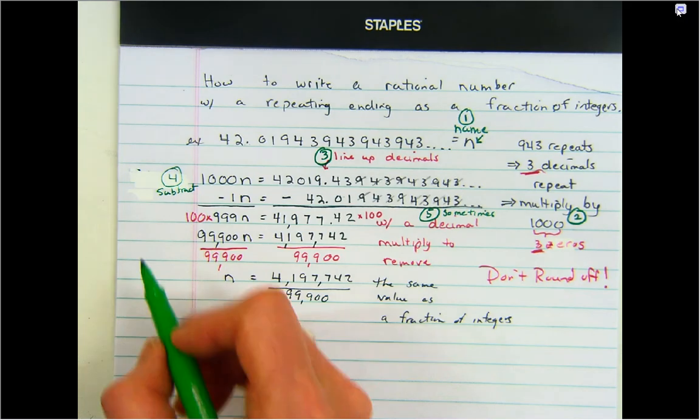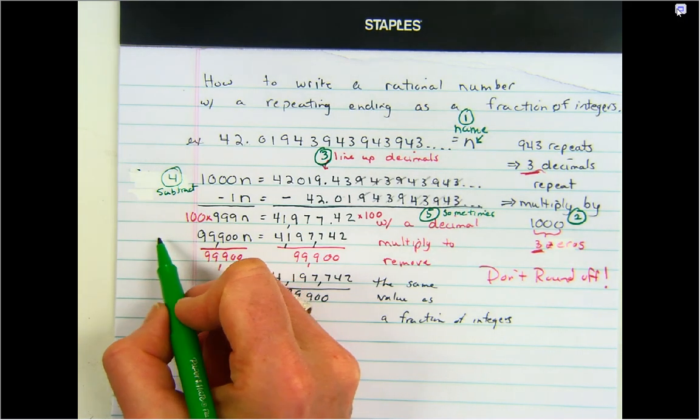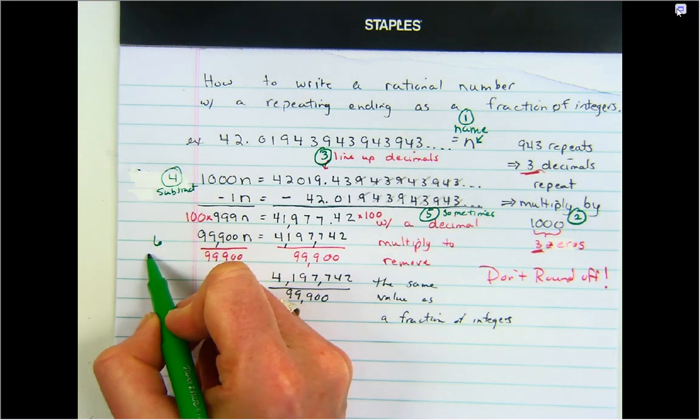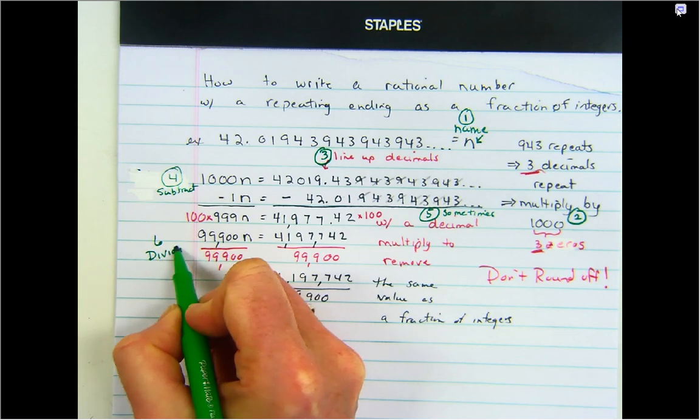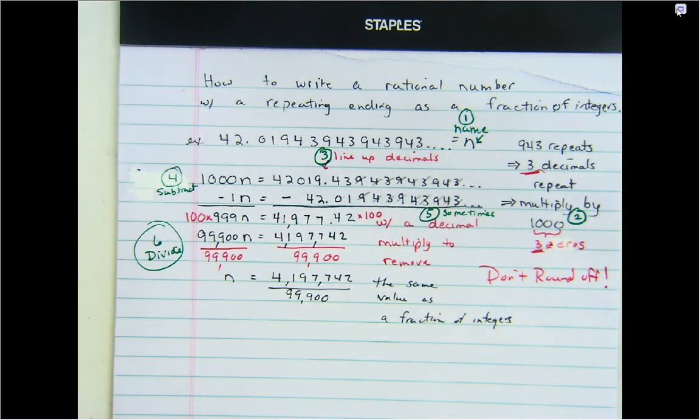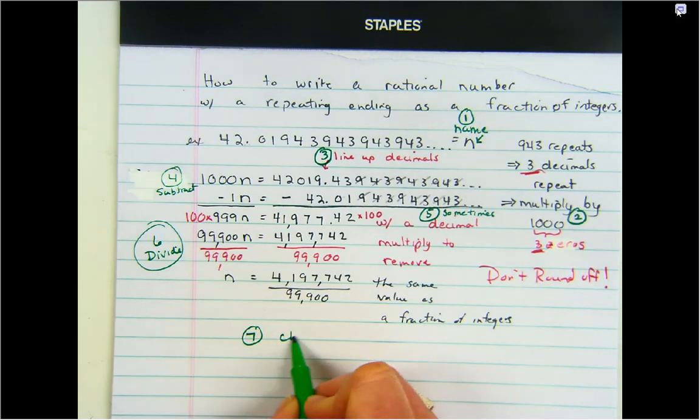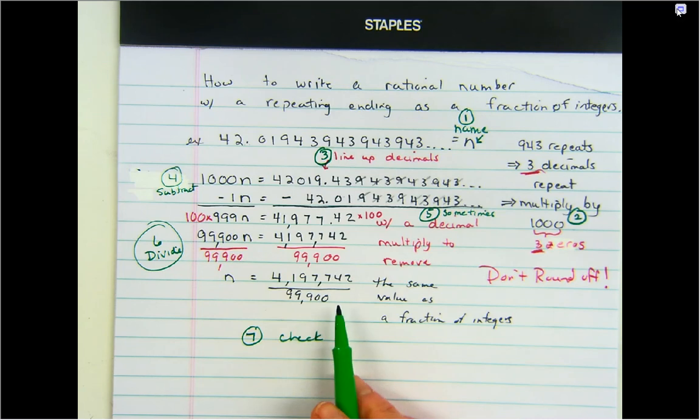And then 6, divide. And then these are wonderful because you can check them. So 7 is check. Is the answer you got equivalent to what you started with, only written in a different form? Okay. Well, let's try another one. Does anyone have questions on the first one?